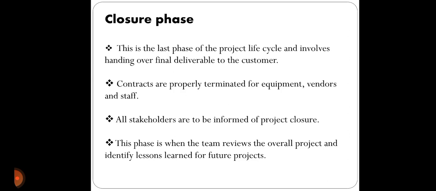And the last step is the closure phase. At this phase, the project life cycle involves handing over the final delivery of the product to the customer. Contracts are properly terminated. All stakeholders are informed about the closure of the project. This is when the team reviews the overall project and identifies lessons learned for future projects. At this phase, they also get lessons from which they can improve in the next project. The mistakes they made in this project might not be repeated in the projects they take ahead.